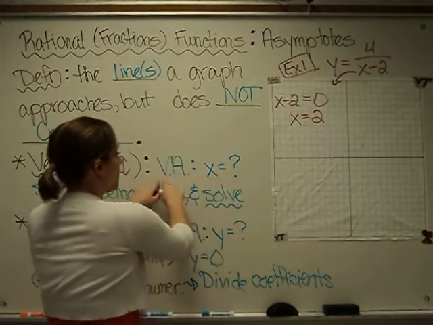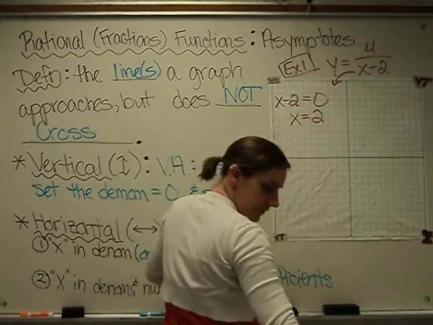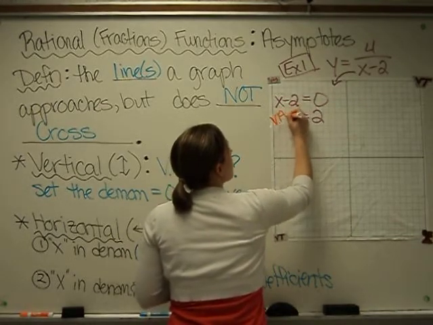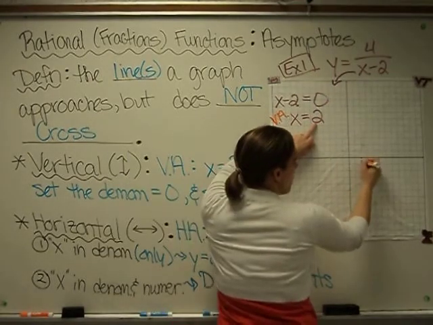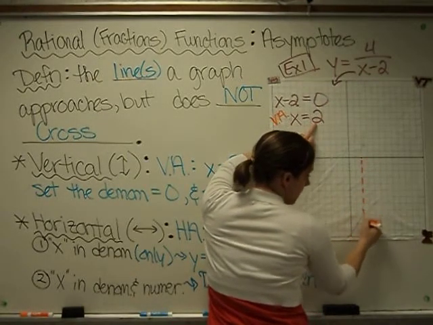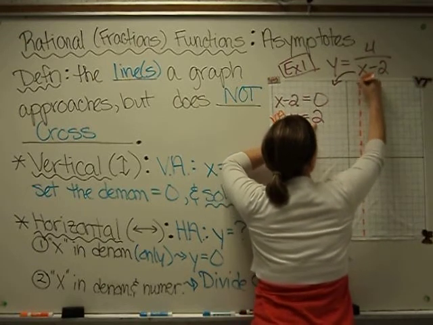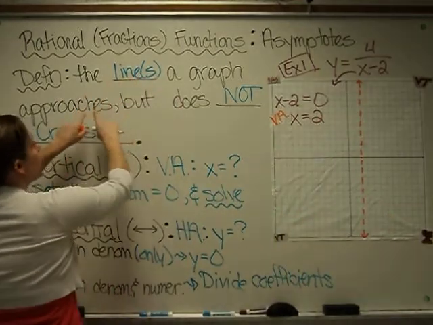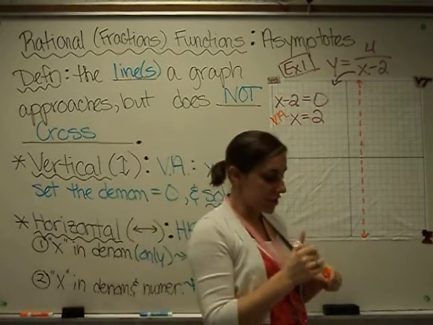That is our vertical asymptote. That is what we would call VA for our vertical asymptote. So we would go over to 2 and we would draw a dotted line. Okay? So that is the line that we're talking about. This is the line that the graph will approach. It'll come close, but it will not cross it. So I'll show you the shape in a second.